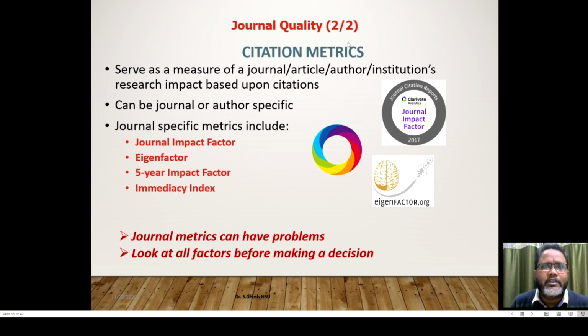The second one is the journal quality, where we'll be measuring the citation metrics. They serve as a measure of journal articles, authors, institutions, and research impact-based citations. It can be journal specific. Journal specific metrics include the journal impact factor. I told you that one in one of my classes. The journal impact factor, the h-index, the 5-year index, the immediacy index. Journal metrics can have problems, so look at all the factors before making decisions. I already told you that one.